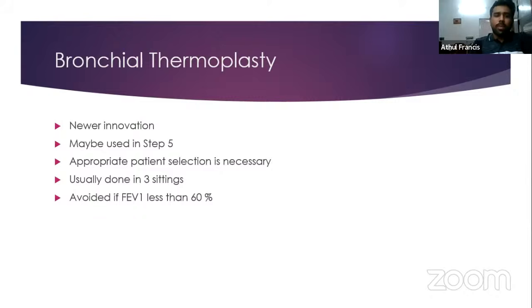Yeah, but it can be done if you have the time and money for that, because it can be done only in higher centers. I don't think the skill has come up in smaller centers, and not everyone does that.